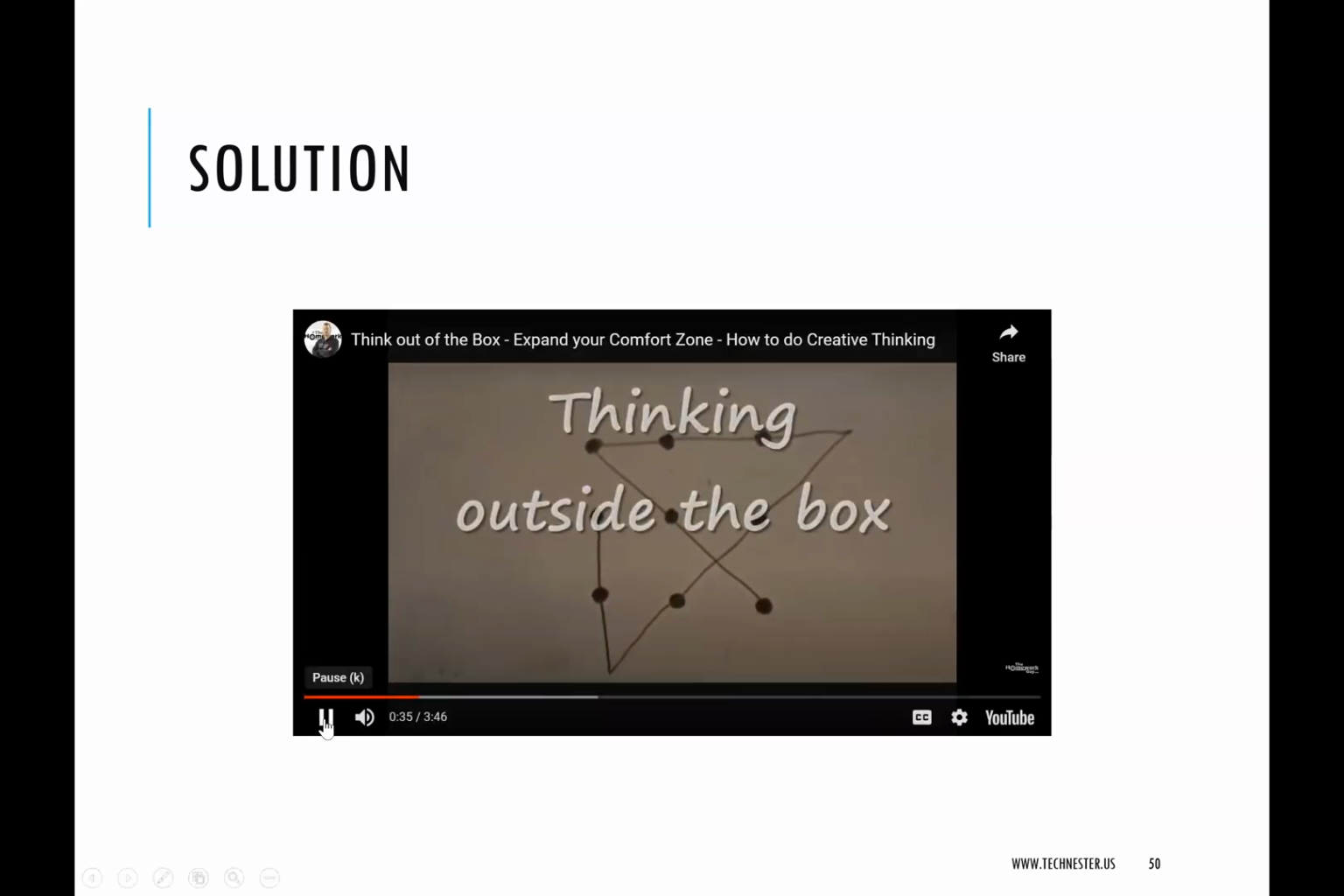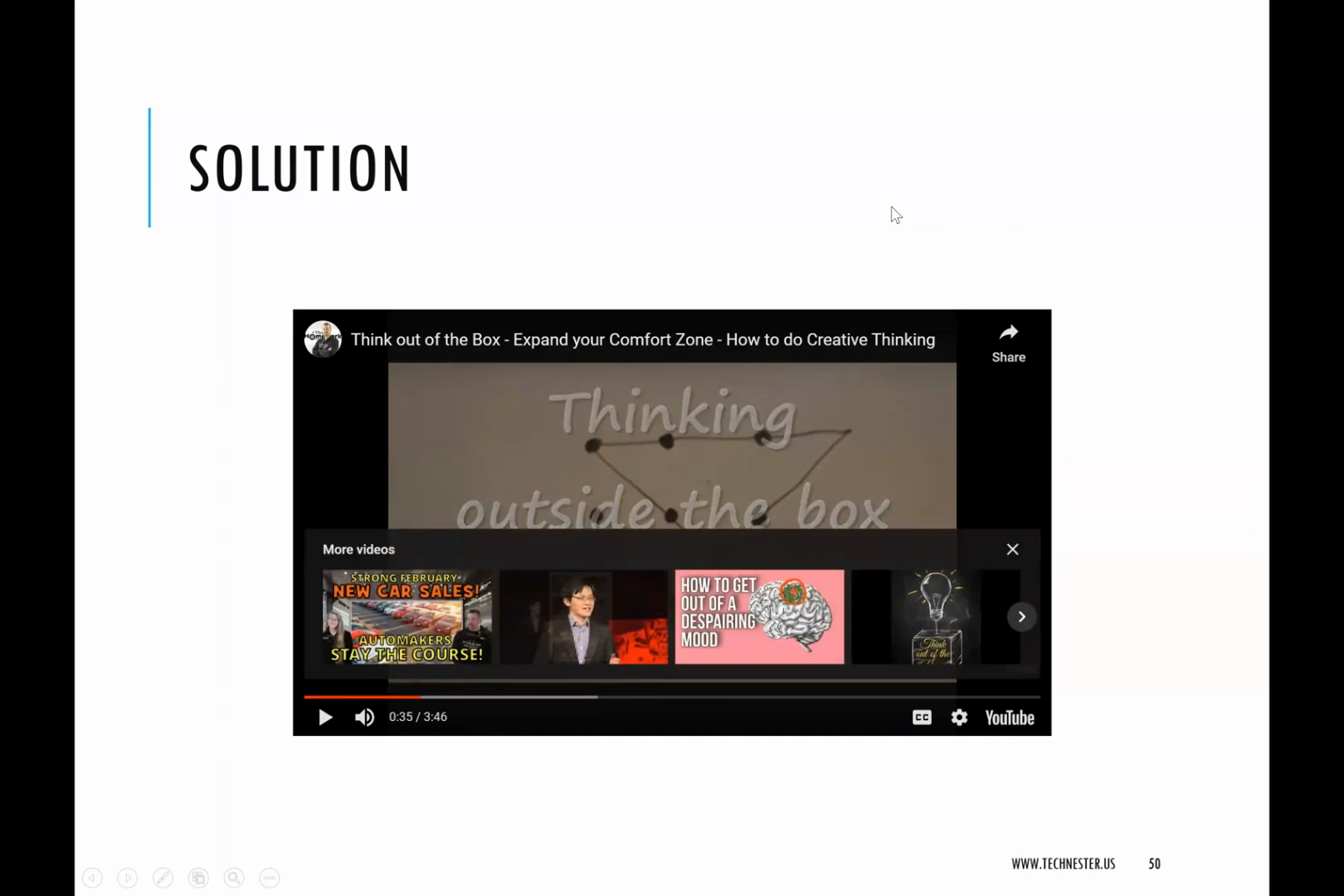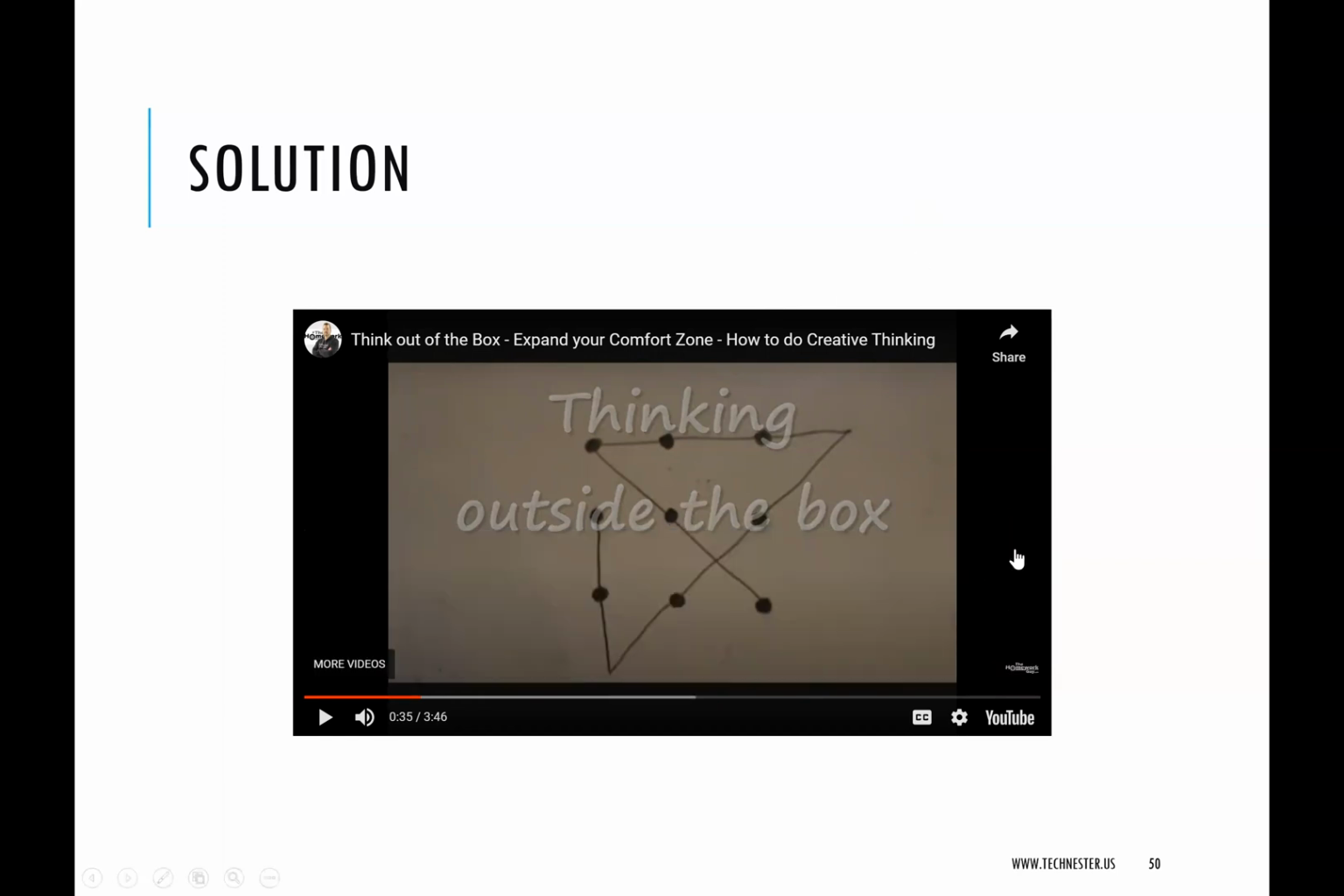Thinking outside the box. Did anyone get that? No. Why do you think you didn't get it? We didn't think outside the dots. So there was nothing in the instruction that said there's a box there. But most of us will stick within the 9 dots and try to connect these 9 dots using 3 or 4 lines. The only way to do it is to go outside the 9 dots.